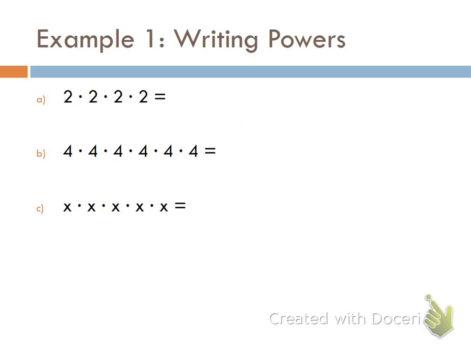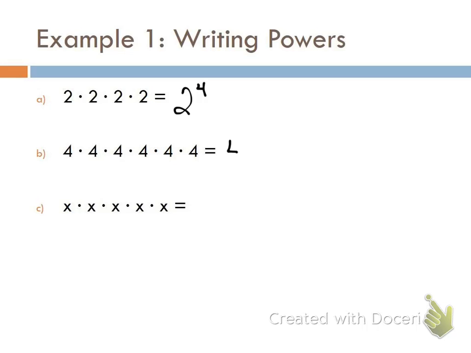Okay, so in example 1, we're writing powers. We're not solving anything. It's important that you pay attention to the directions. The directions say write the product as a power. So I'm looking at how many times my term repeats. In example A, I have 2 to the, how many times is it repeating? 4th power. All right, what about example B?